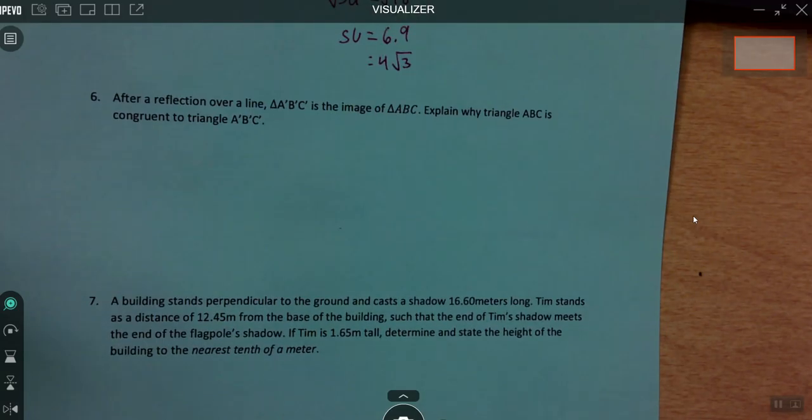Okay. After reflection of the line, A prime, B prime, C prime is the image of ABC. Explain why triangle ABC is congruent to triangle A prime, B prime, C prime. I want multiple people to share out what they wrote. You said that the motion is just a rigid motion, because it's a reflection, which means it doesn't change shape or size. I like it. Someone else?